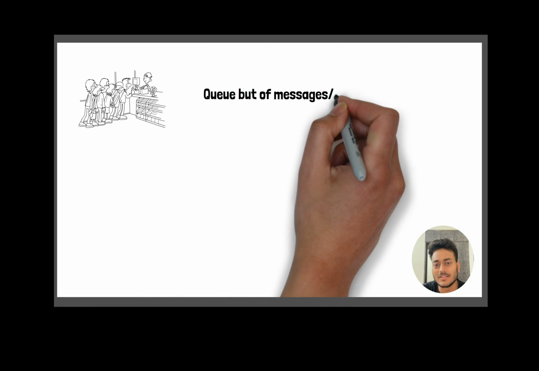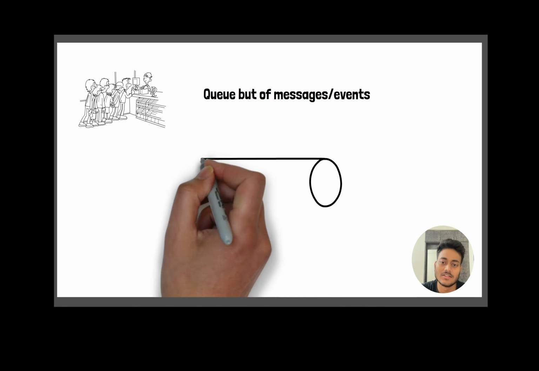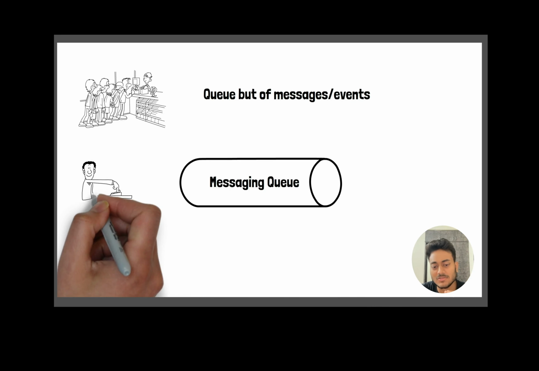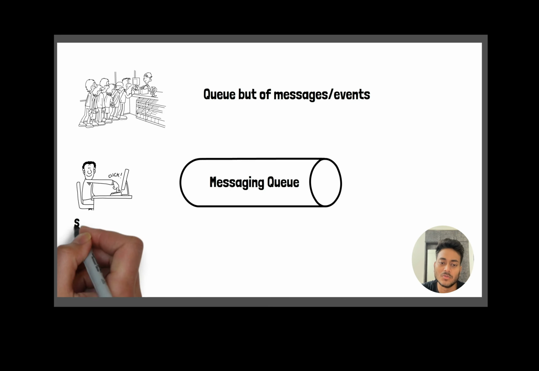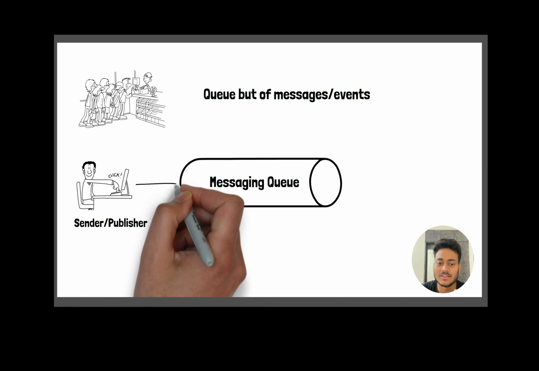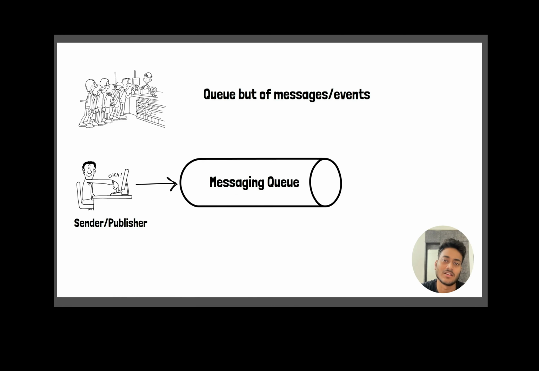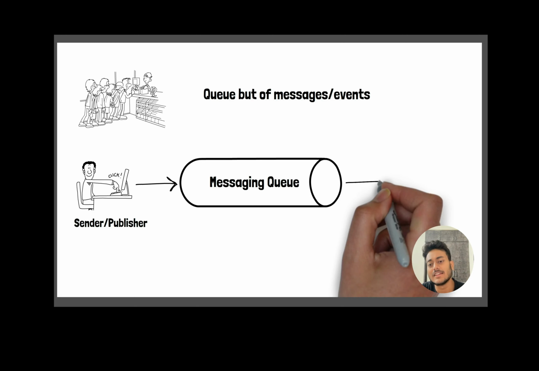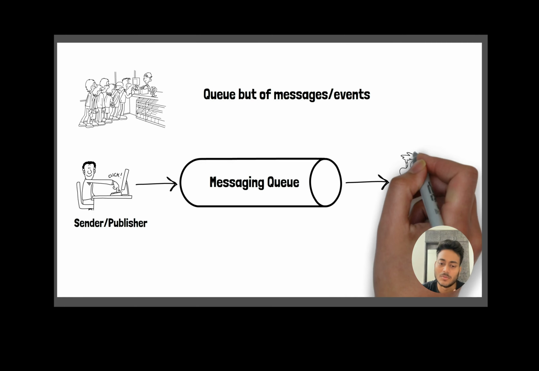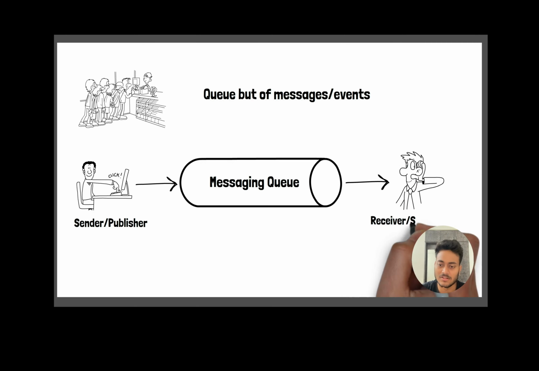A messaging queue is just like any other queue, but it is a queue of messages or events. In a messaging queue, there is someone who sends the message to the queue, usually called a sender or a publisher, and there is someone on the receiving end who listens to these events or messages, which is often called a receiver or a subscriber.